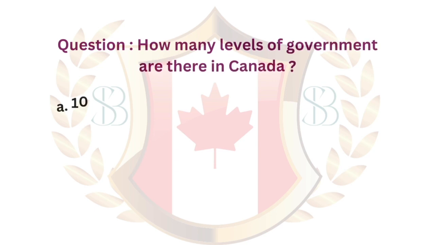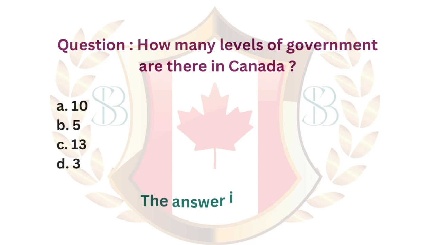Question. How many levels of government are there in Canada? A. 10. B. 5. C. 13. D. 3. The answer is D. 3.